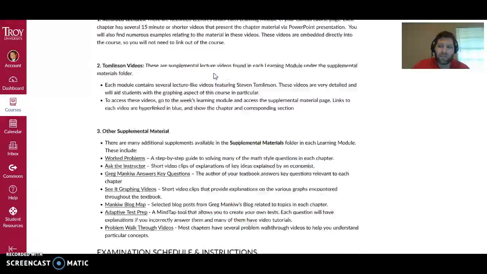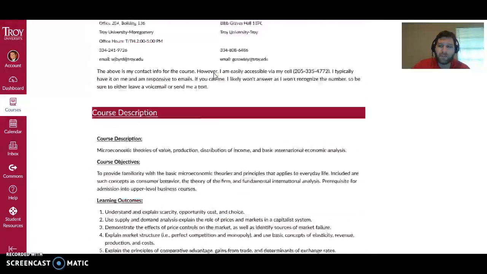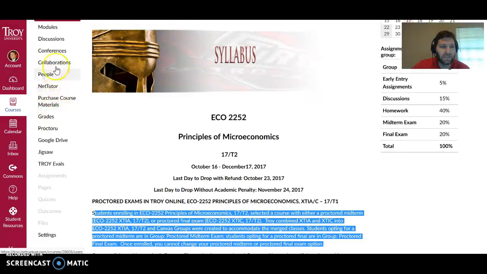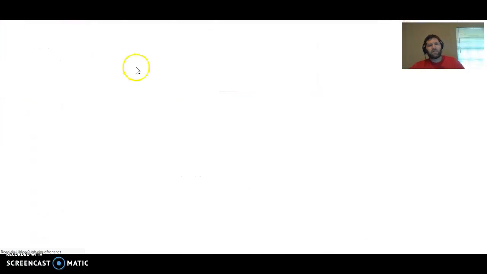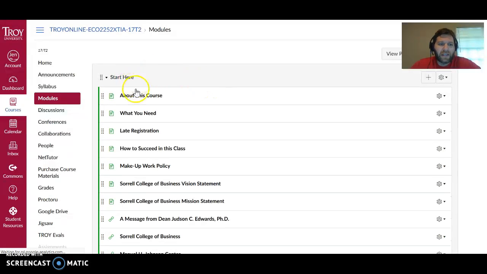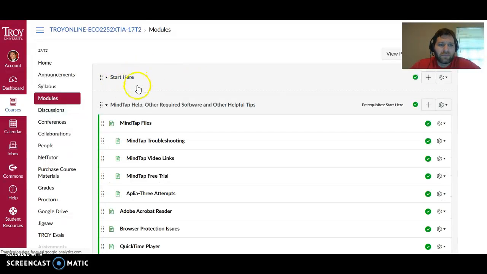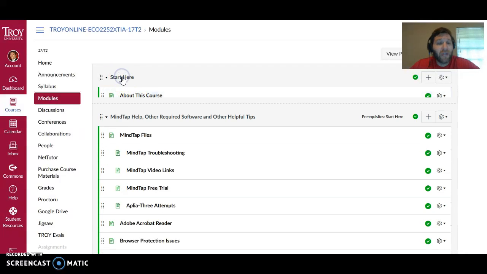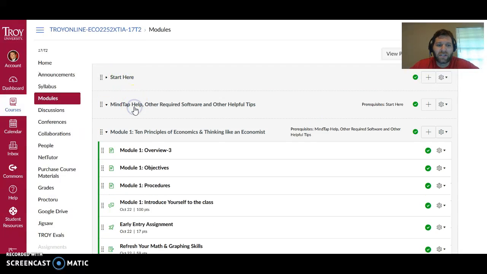So let me go ahead and jump into the modules. It's a long syllabus, not the longest though. So in your modules, you're going to have a bunch of different weekly modules, and you have a start here and the MindTap help and other required stuff. In those two modules, you need to read through them first before you can jump into module 1, because your entry assignment is based on the start here and the MindTap help files as well as the syllabus.